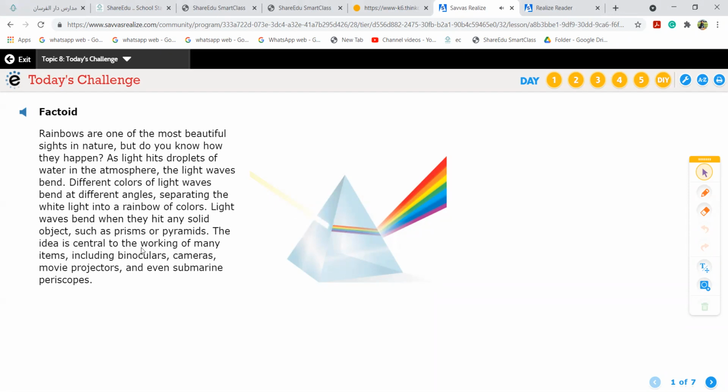Light waves bend when they hit any solid object, such as prisms or pyramids. The idea is central to the working of many items, including binoculars, cameras, movie projectors, and even submarine periscopes.